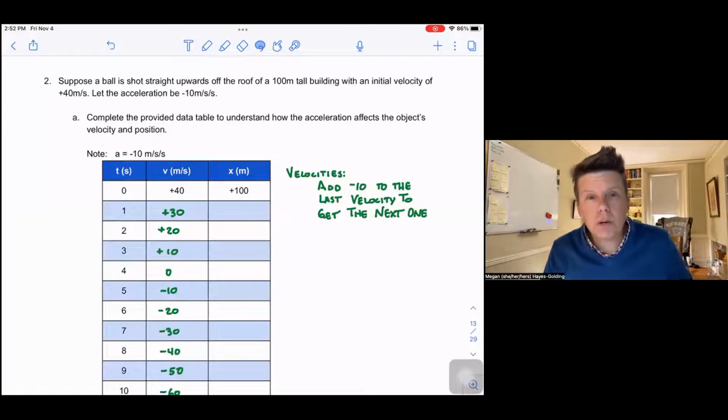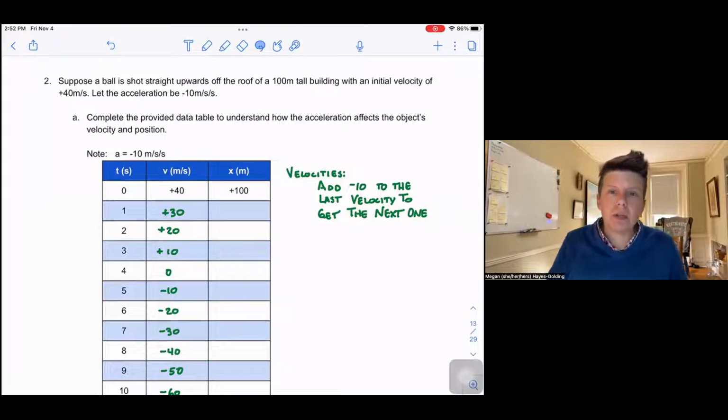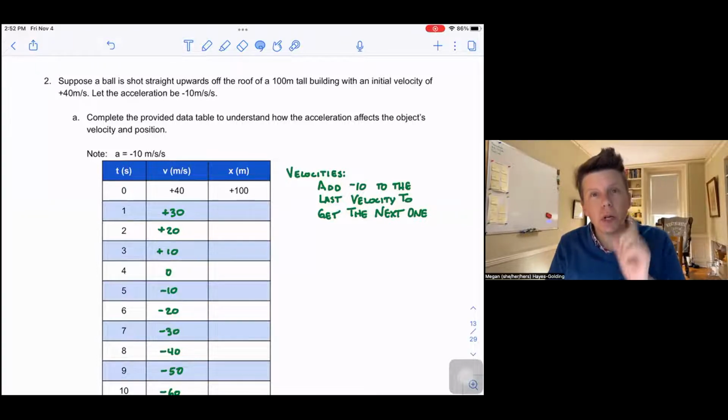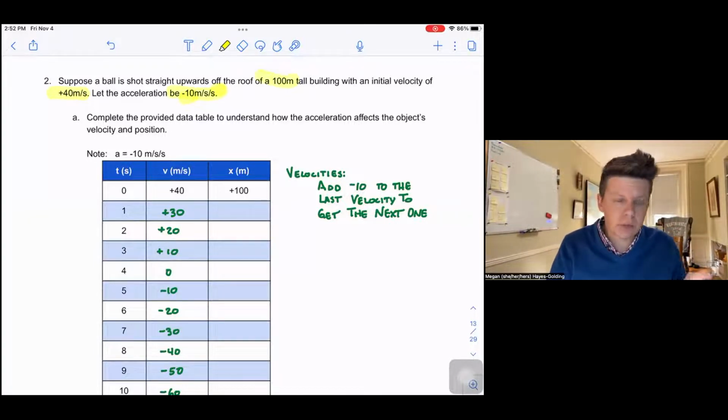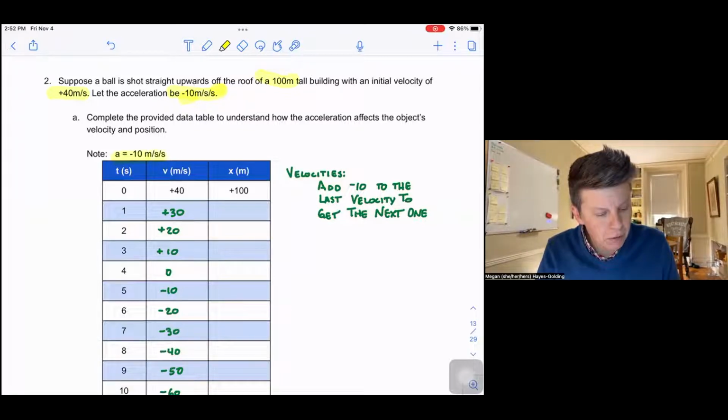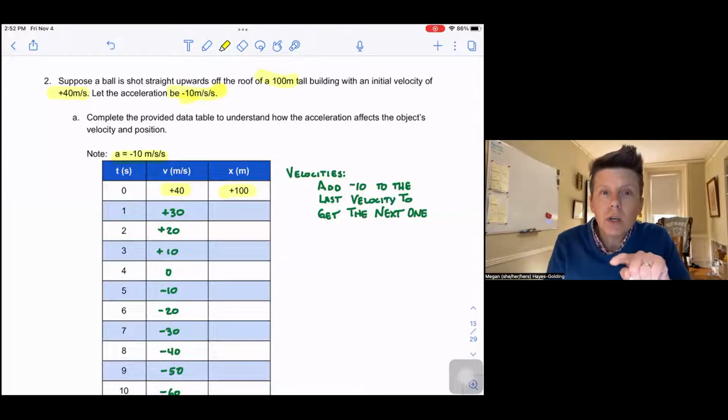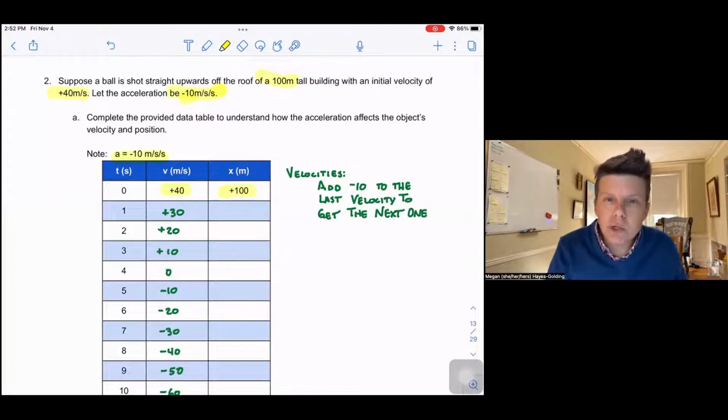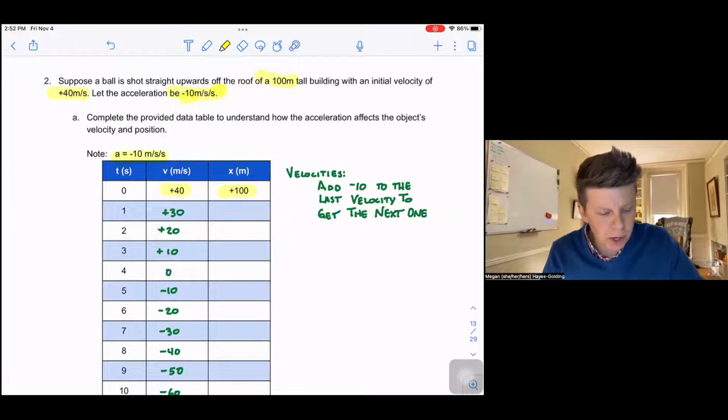This is question 2 of problem set 4. It's all about table-based problem solving for accelerated motion. In this case, a ball is shot straight upwards off the roof of a tall building with an initial velocity as given, and I also give you an acceleration. So here and here and here, these are all important initial values for the setup. So I've got an acceleration, an initial velocity, and an initial position. Those last two are new because in the last problem, those were both zeroed out.